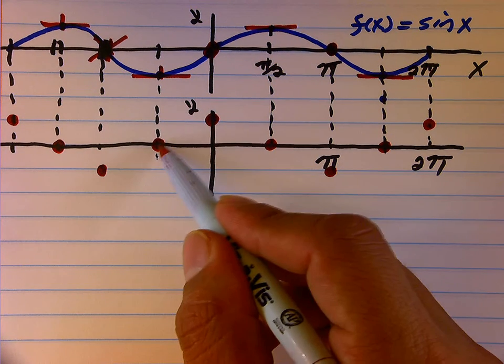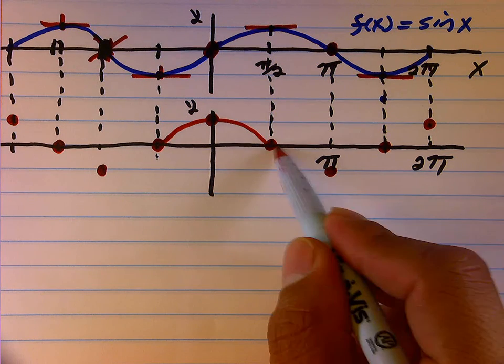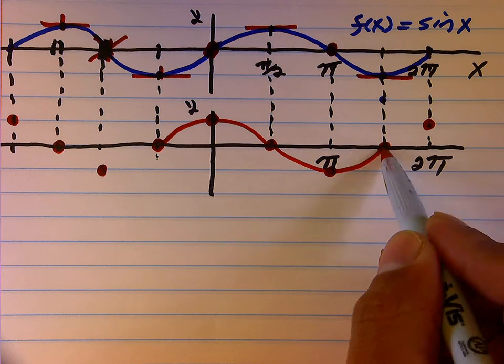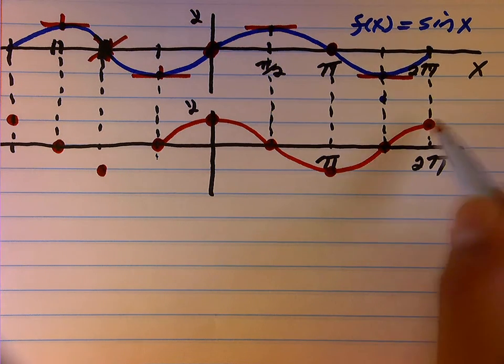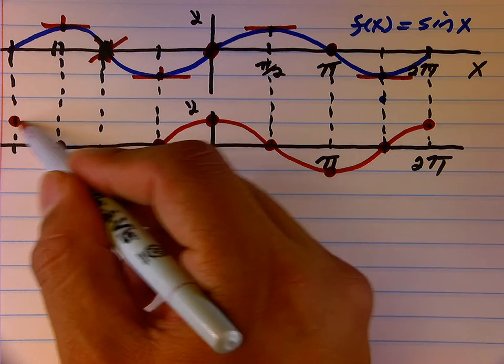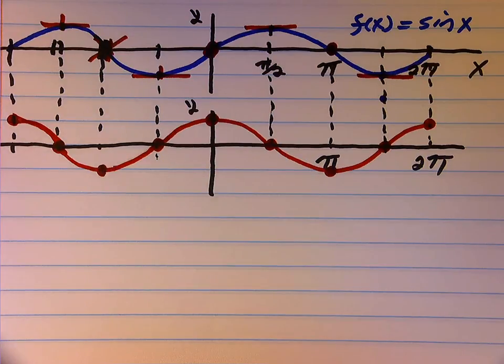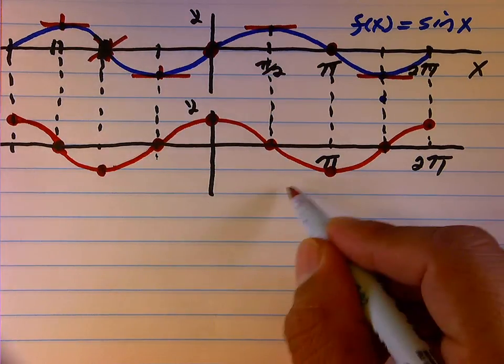Now, if we were to connect these dots with a smooth curve, we would begin to recognize that this should be a familiar shape. Not very good. Cosine. Yes, this is the cosine.